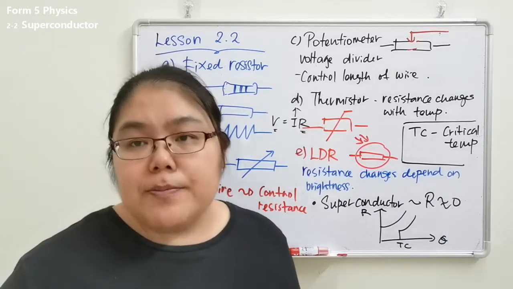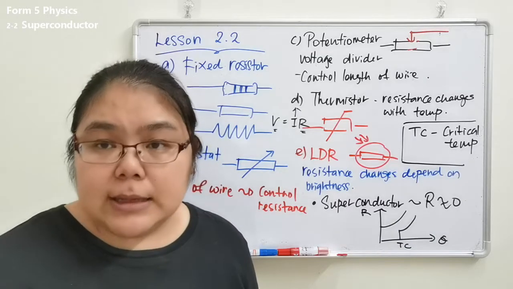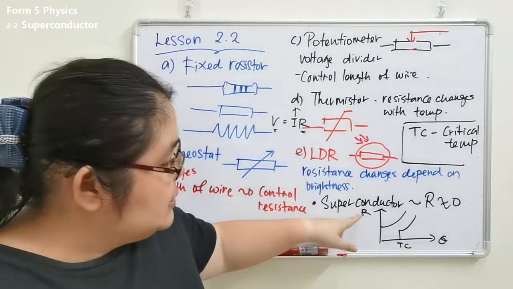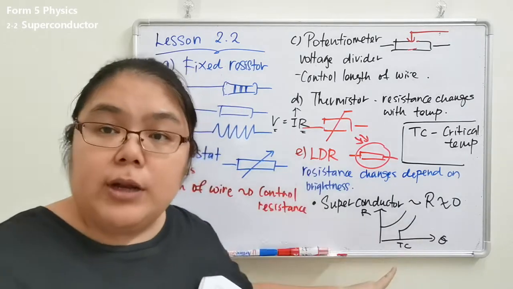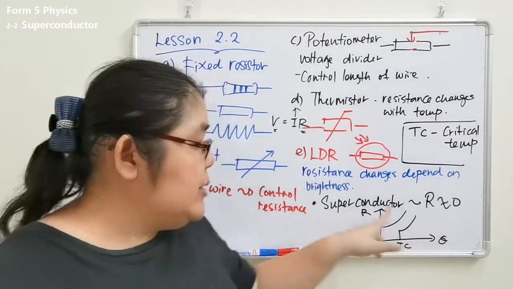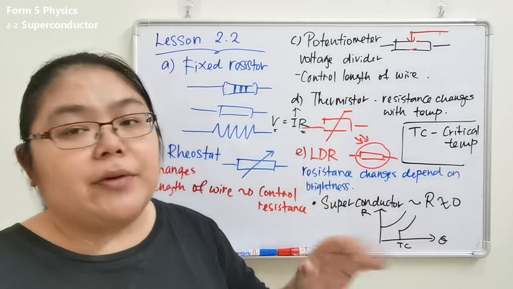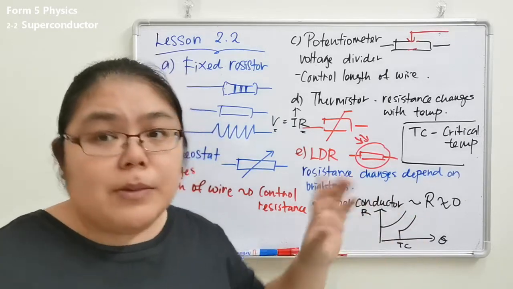But not every material can actually become a superconductor. You must have a certain temperature. So from here, refer to the graph. This one is resistance versus temperature. Remember before that we learned temperature increases, resistance increases. That one is the metal. For metal, temperature high, resistance also high. But you see this part, the superconductor, is the same as the metal.